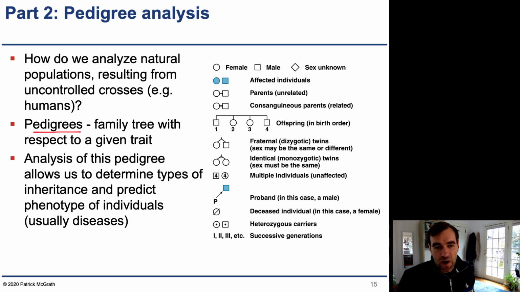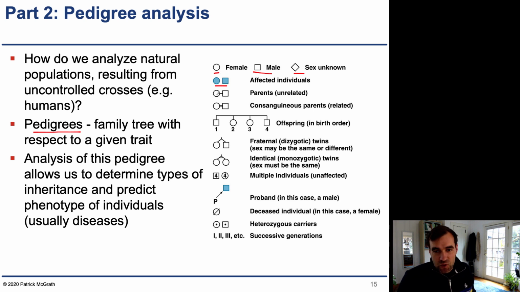So these are natural populations that we're studying, and these are basically just a family tree with respect to a given trait. And so there are certain things that we indicate for each individual. We indicate the sex. So a female is indicated by a circle, a male by a square, and an unknown sex is indicated by a diamond. Affected individuals, if they have the disease or the trait, are colored in. So here we just colored it blue. If they don't have the trait, then they are just left all white.